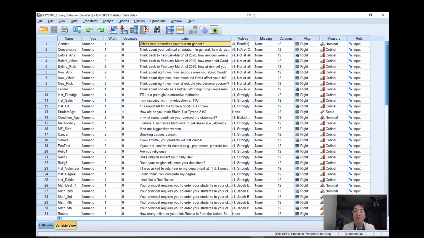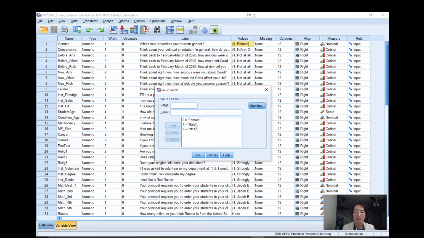The values are especially important when it's categorical variables or nominal variables. This is where I put them. For example, if I click here, 0 is female, 1 is male, and 2 is other. If I don't have this information, it's just 0, 1, 2 in terms of the responses recorded, so it won't make sense to anyone.